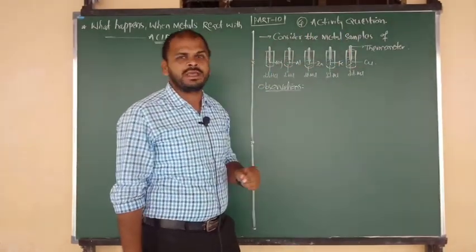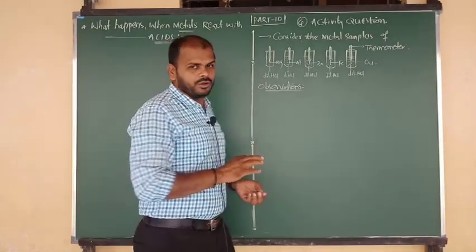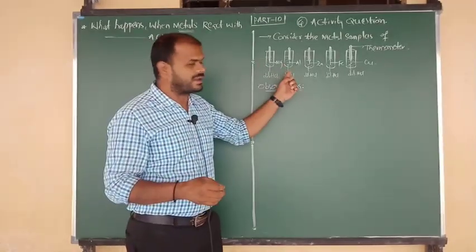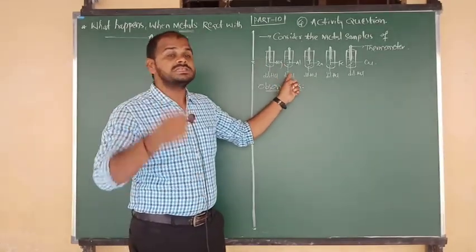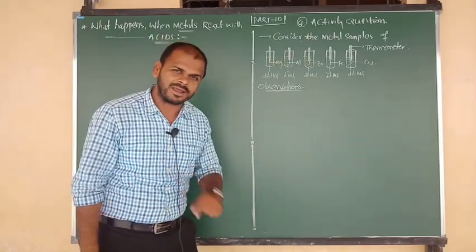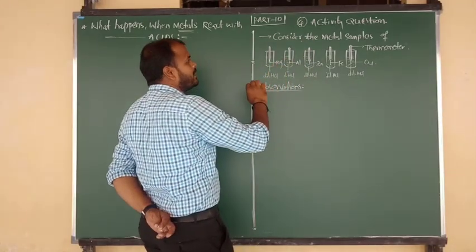We will discuss one activity question, beta. So what will be the activity question? Let me explain the activity question first. After that, from that activity, what are the observations we are going to see? One by one we will write here. First of all, I am reading the activity question here.